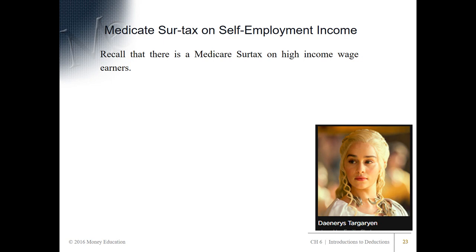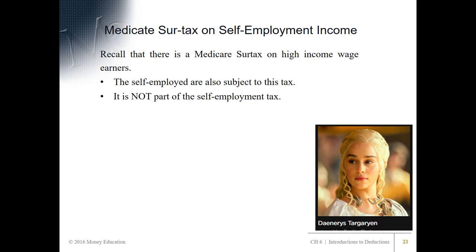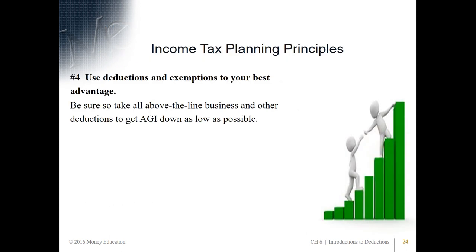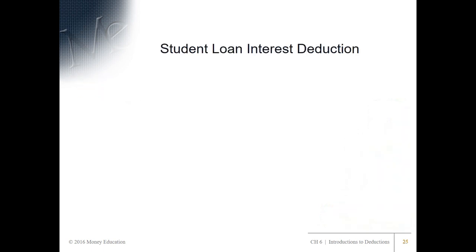Okay, and a Medicare surtax on self-employment income. So there's a Medicare surtax on a high-income wage earner. She's not a wage earner, but there's Medicare surtax. The self-employed are also subject to this tax. Now, it's not part of the self-employment tax officially. It's not included in the deduction for AGI that we're discussing here. So be sure to take all above the line business and other deductions to get AGI as low as possible.